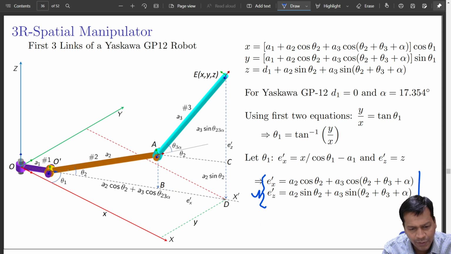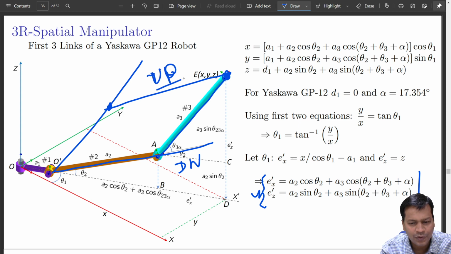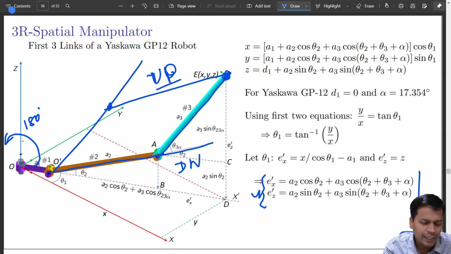So it can have a solution which is like this. Okay, going to this point, the other solution will be something like this. So this is an elbow up solution, and this is an elbow down solution. At the same time this link can go behind by 180 degrees, and from there you can come back to this point, and again you will have elbow up and down solutions. That is effectively 4 solutions.